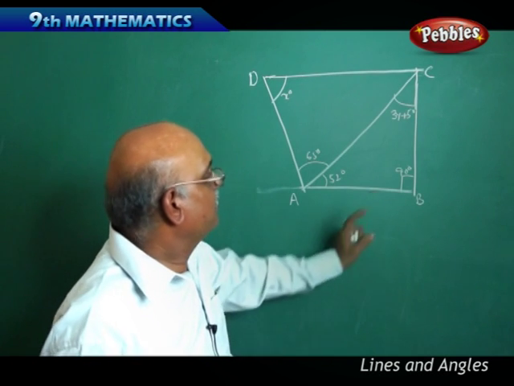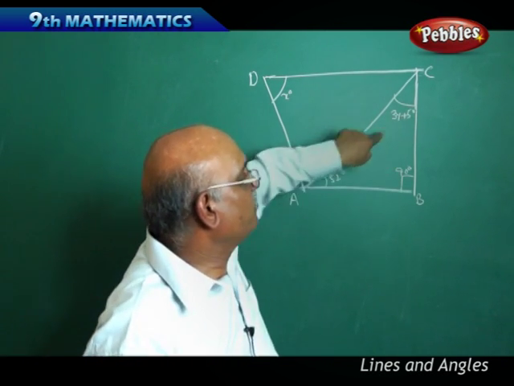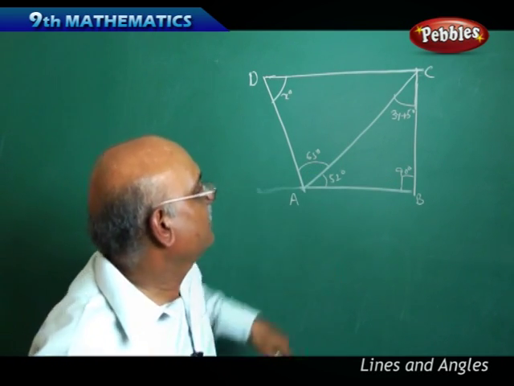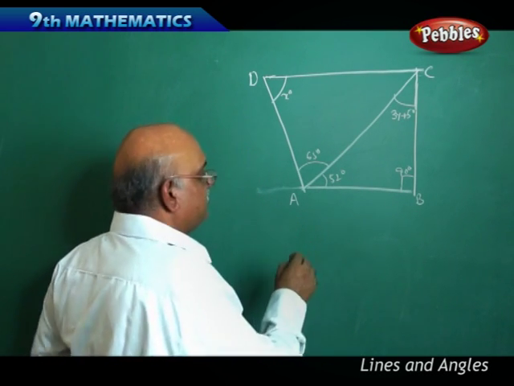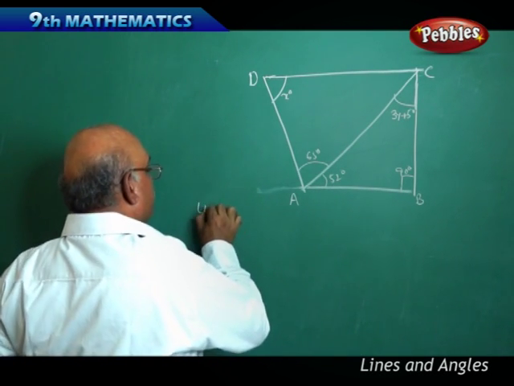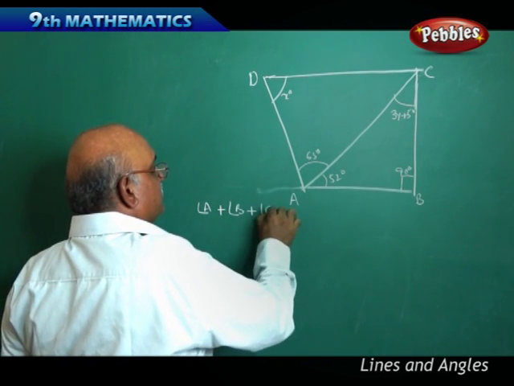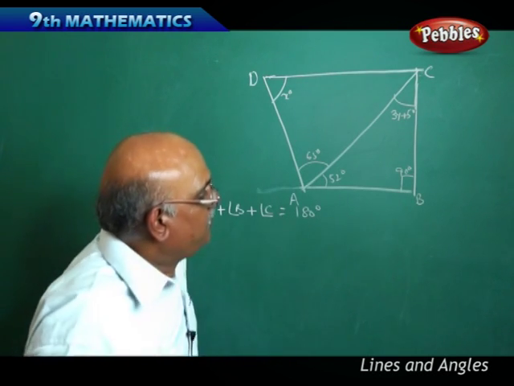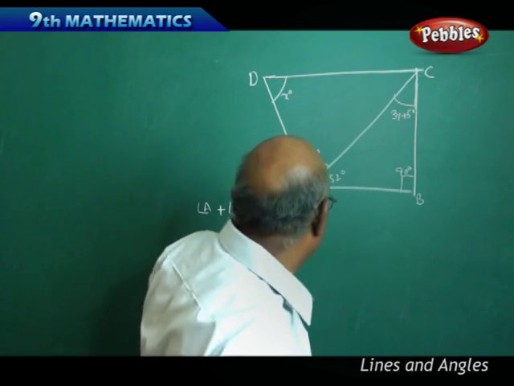Now, if we take the sum of the angles in a triangle equal to 180 degrees, this is a new concept which we are going to see. Therefore, 52 degrees, that is angle A plus angle B plus angle C is equal to 180 degrees. Sum of the angles in a triangle is 180 degrees.